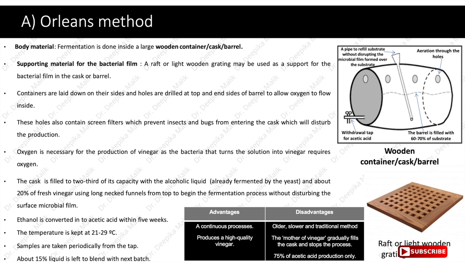The advantage of Orleans method is that it is a continuous process and it produces a high quality vinegar. Disadvantages include that it is an older, slower and traditional method. The mother of vinegar, that is the layer of acetic acid bacteria on the surface of the substrate, gradually fills the cask and stops the process. The efficiency is only 75% acetic acid production.